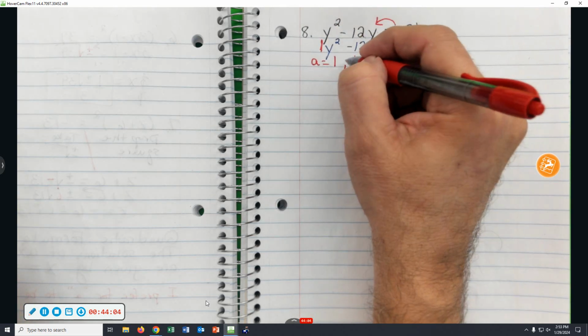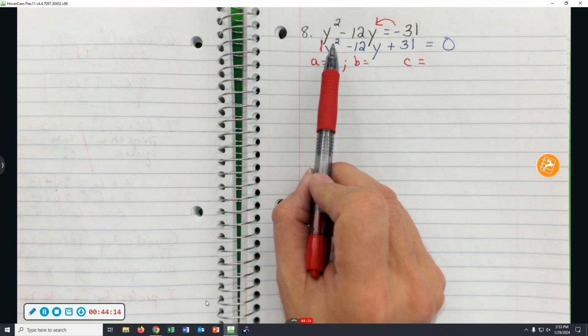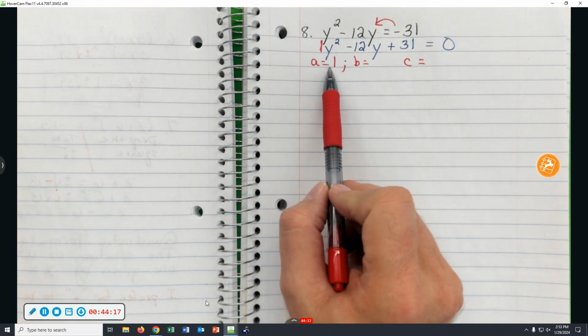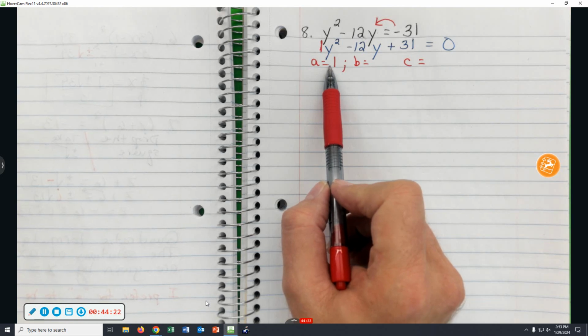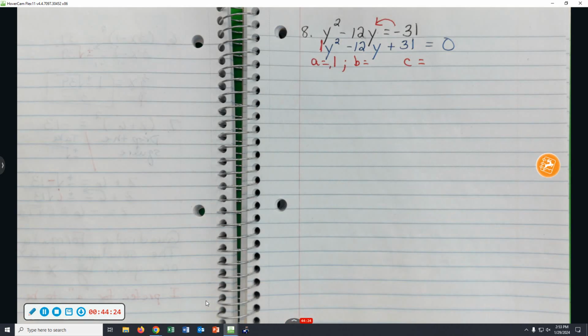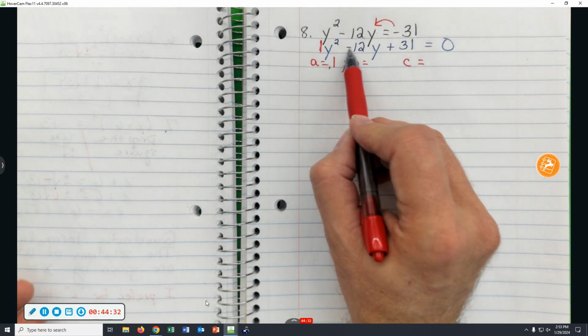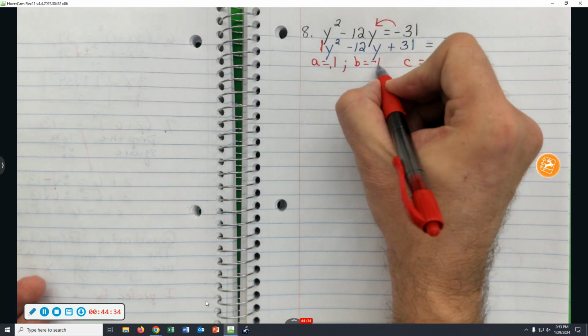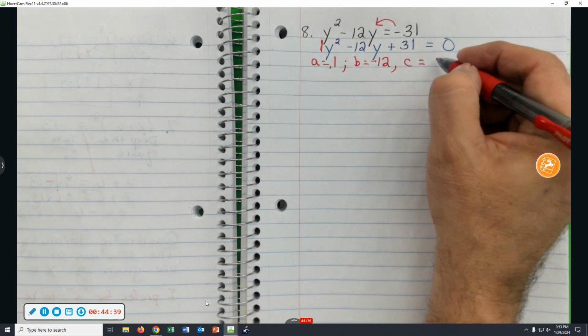A, B, and C are numbers. If at any time you find yourself with those as variables, a common mistake I've seen students make, and then they don't know what to do afterwards, is they write A as Y. Oh wow, if you start plugging variables into the quadratic formula variables, you're just going to get a big mess. A, B, C are always numbers. B is the coefficient on Y. Be sure to include the sign. B is a negative 12. And C is a positive 31.